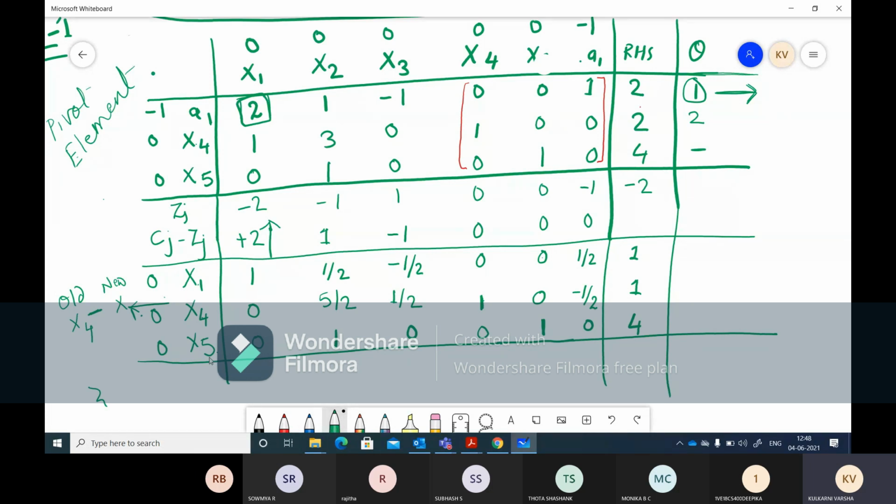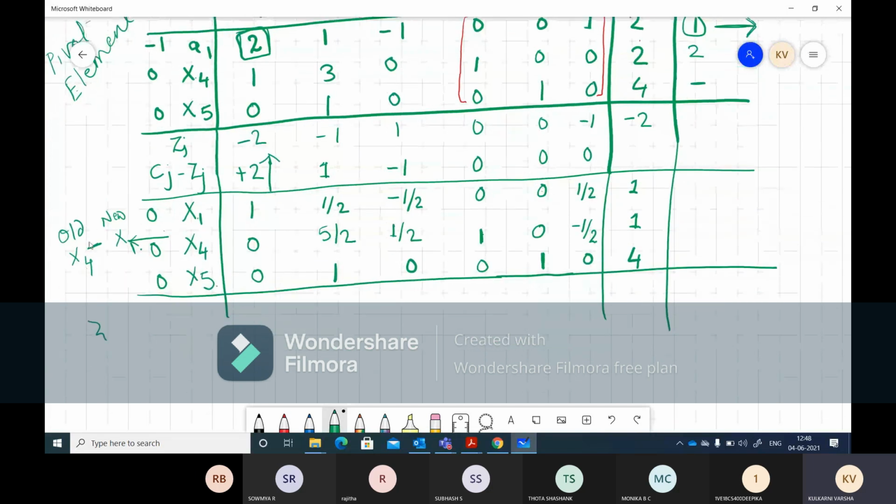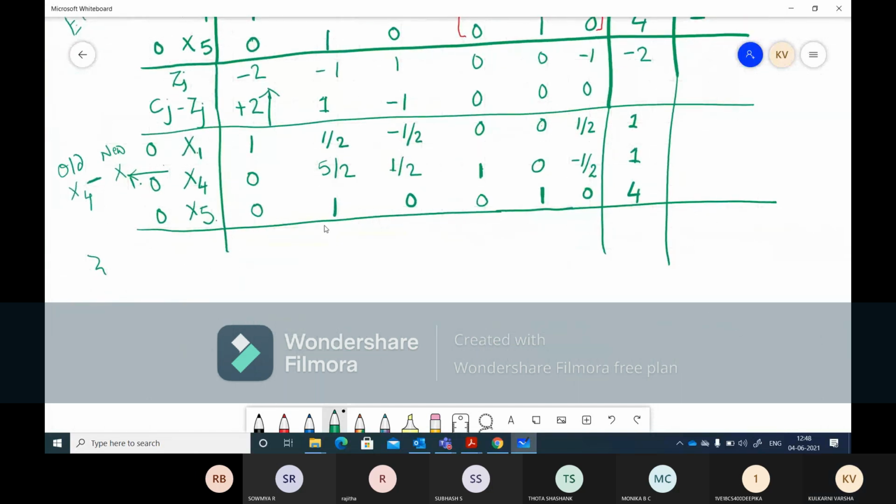So we got these values, then we need to go for Zj. So calculate Zj. Zj will be 0 because all these are 0. How will we calculate Zj? It is a dot product. 0 into 1 plus 0 into 0 plus 0 into 0. As these are 0, the multiplication will always be 0 and the addition of that will be 0. So all of this will come as 0.